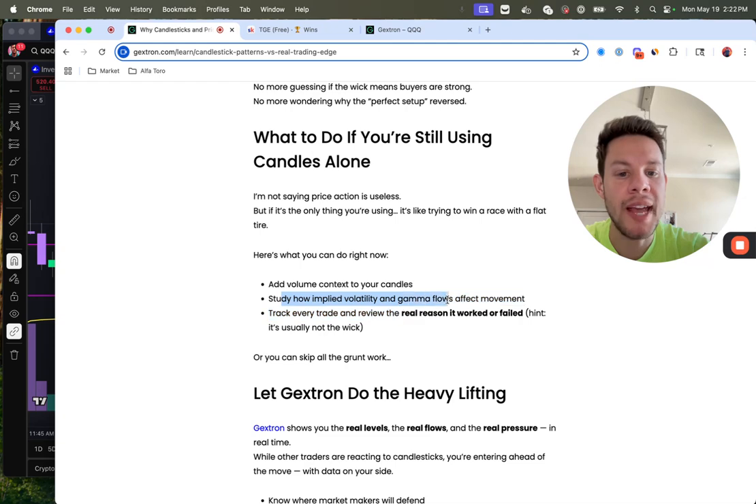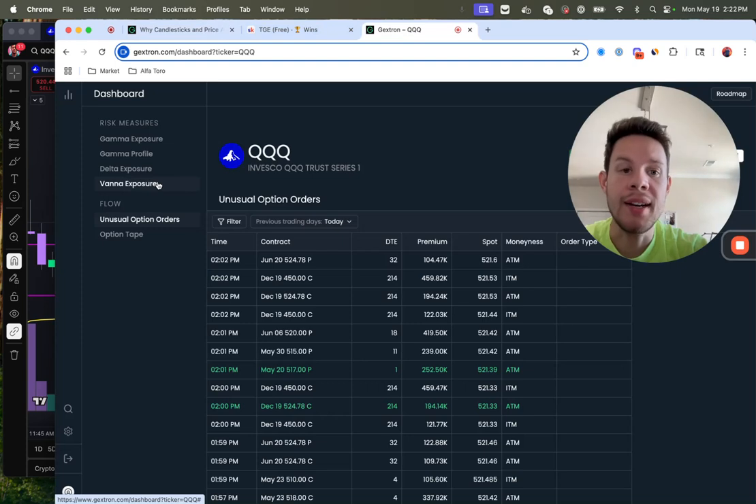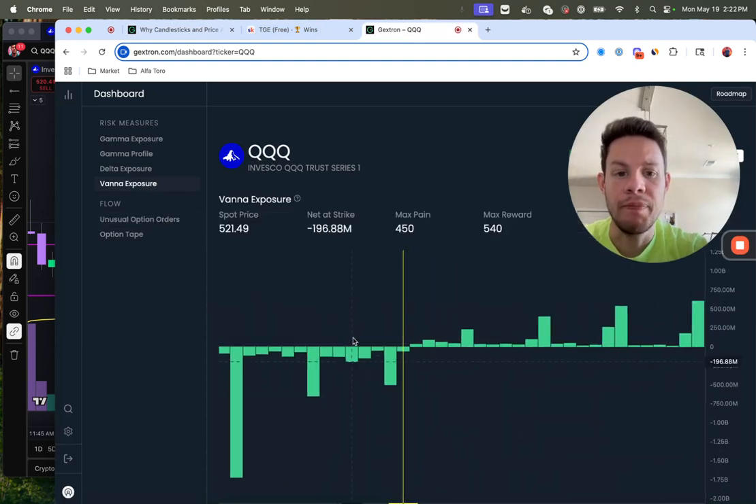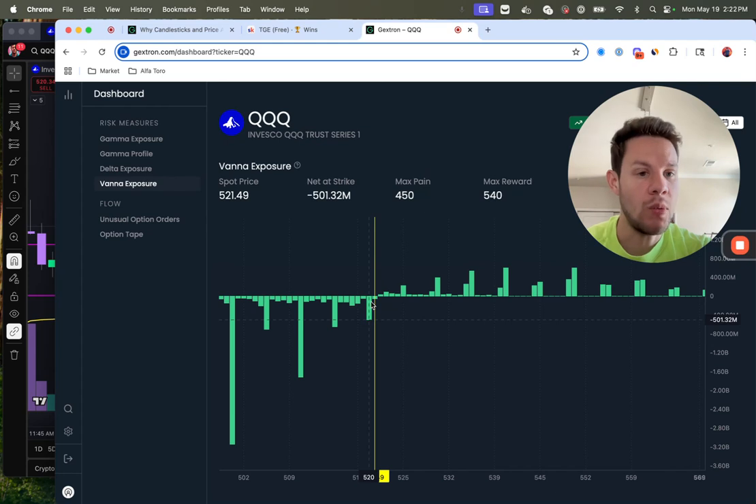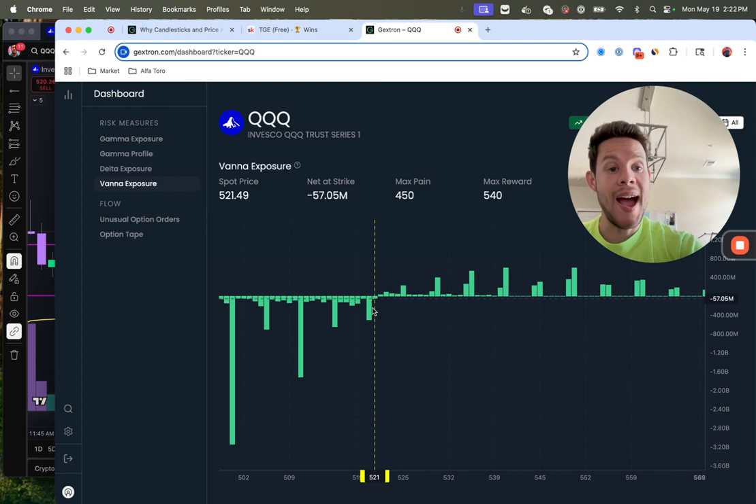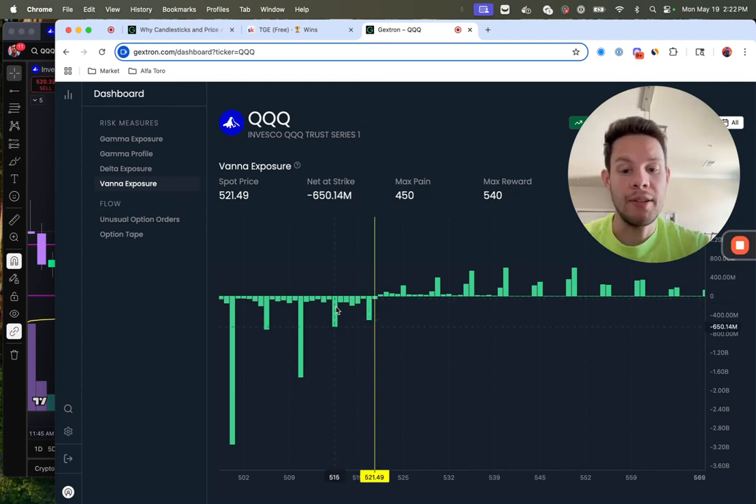Study how implied volatility and gamma flows affect movement. Very, very important, right? We have a tool here called Vanna exposure. And Vanna exposure, in a nutshell, tells you what strikes are magnets and what strikes are repellents, right? So if we reach a repellent zone, let's just say 520, then it might start repelling back to the positive side. But if price action goes a bit past it, then it might start repelling it all the way down to 515. Okay, so this is really important. That's including Vega. The Vanna exposure is just Vega exposure. That's what it is.